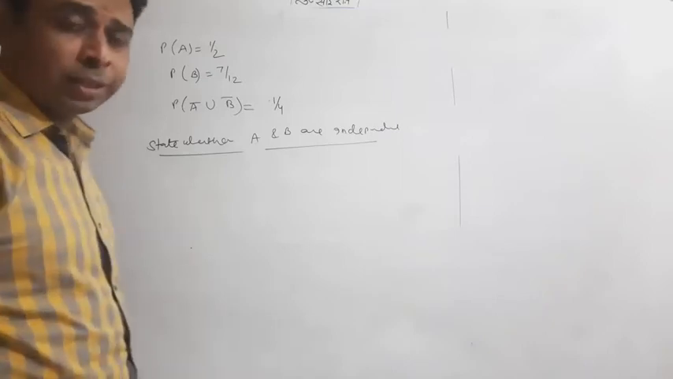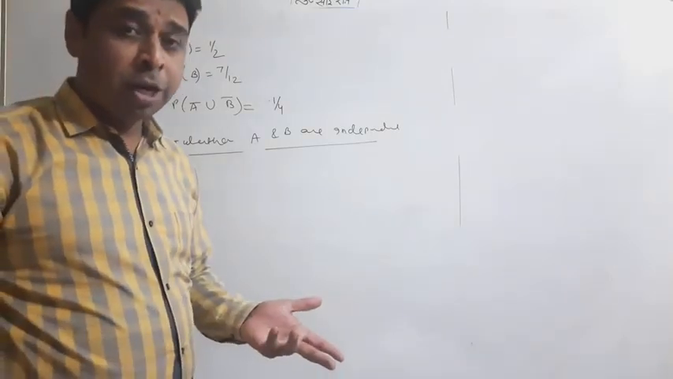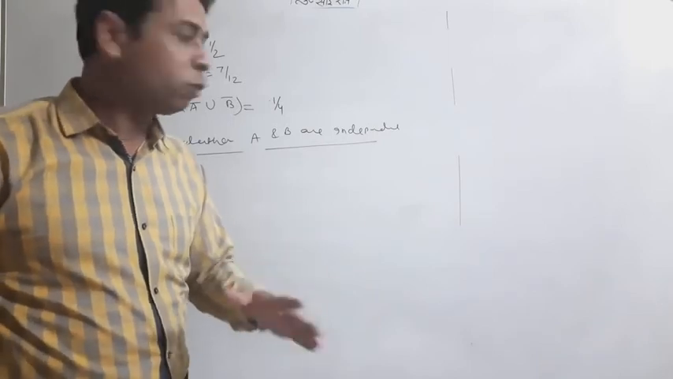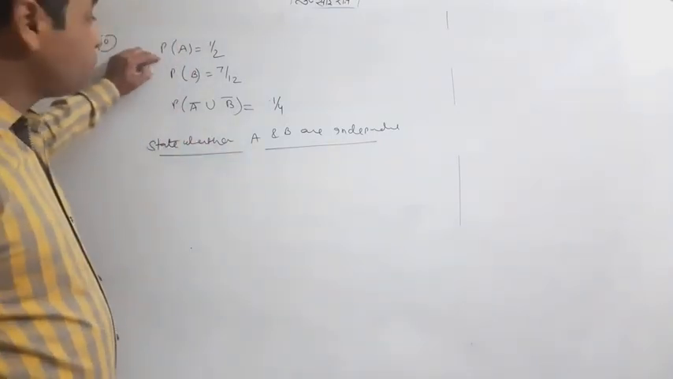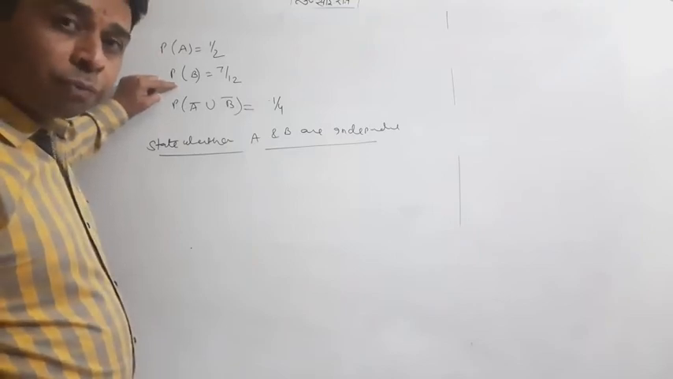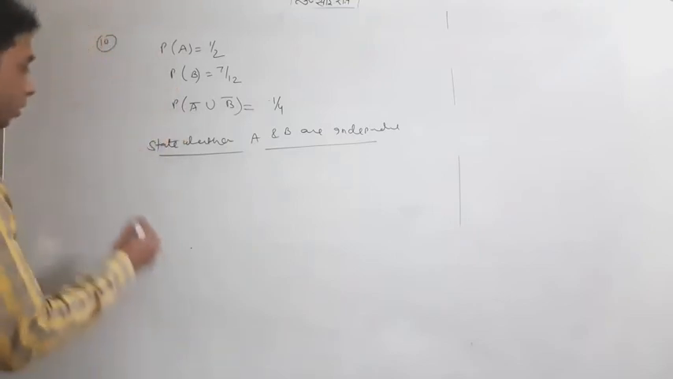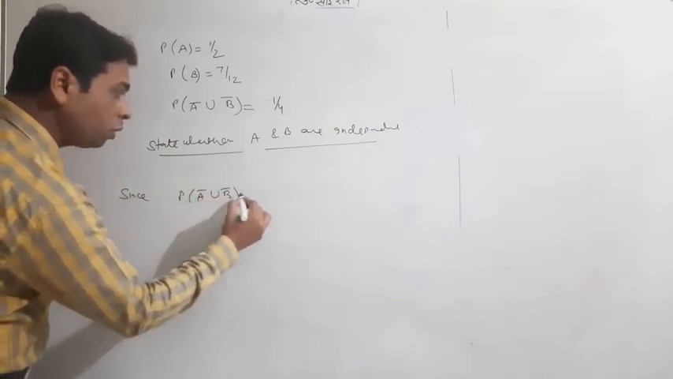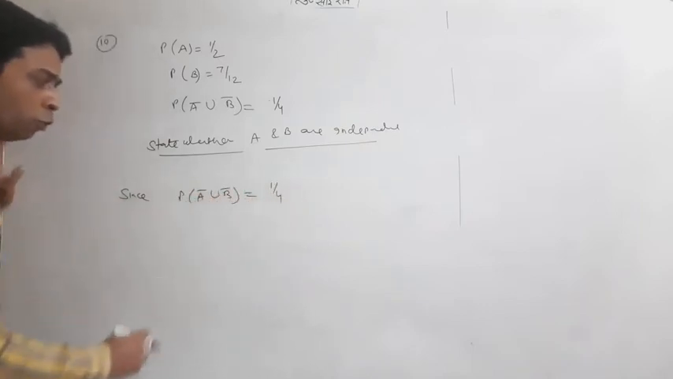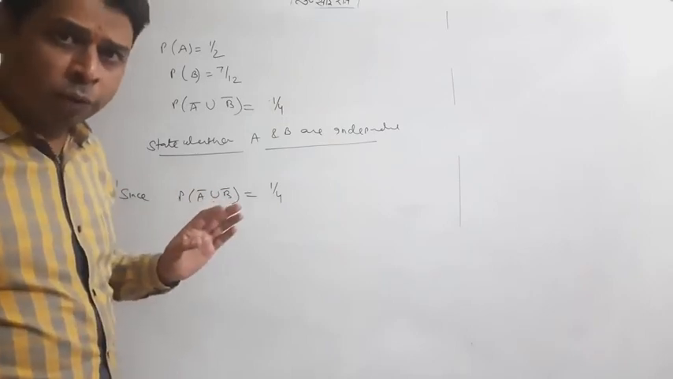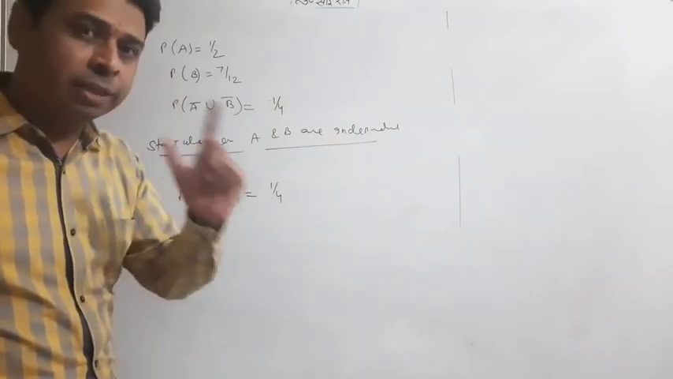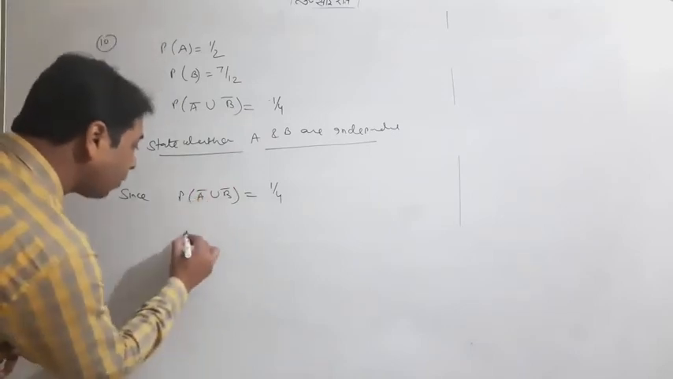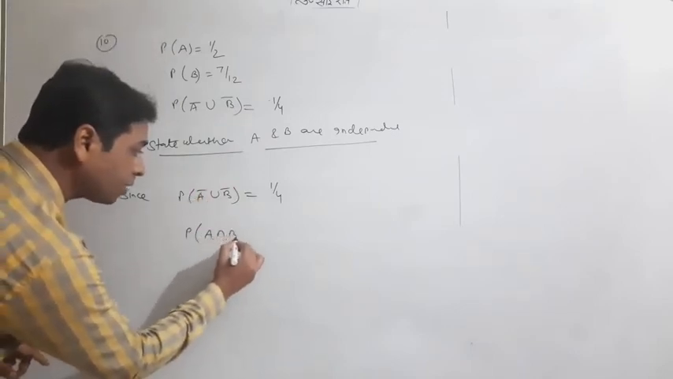And I taught you, when A and B are independent, what happens? P of A intersection B should be equal to P of A into P of B. So I will find both. Look, P of A we have, P of B we have. I need P of A intersection B. From here I can get it. Since we have P of A not union B not equal to 1 by 4, do you remember last year De Morgan's law was used in our sets class 11th? A not union B not can be written as A intersection B whole not.